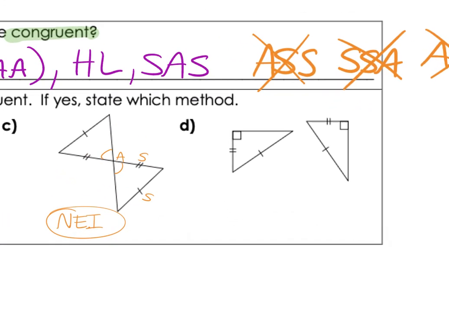How about letter D? That is HL. You have a right angle. You have the side across from the right angle, which we call a hypotenuse, and you have a leg congruent to a leg. So this would be HL.